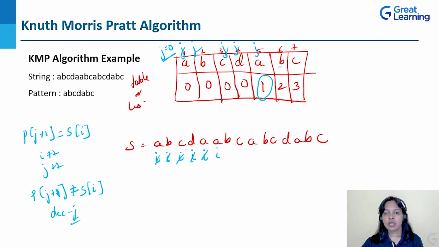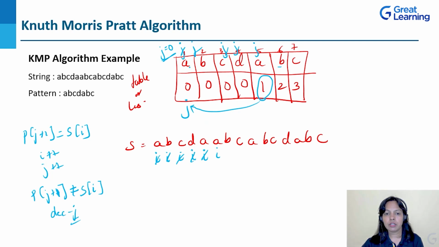So j is right now pointing at index 1, so it will be decremented to index 1. So j will now be pointing over here. It will be decremented from here to here, that is index 1. We don't have to do anything with I. I will be there itself.